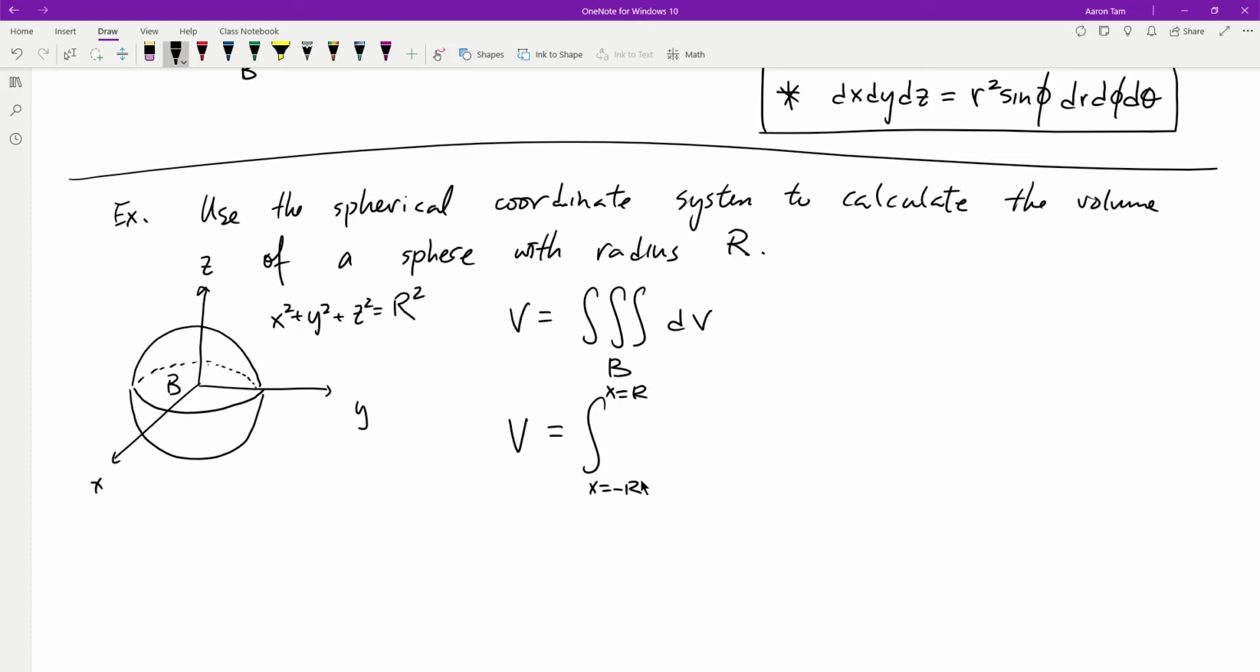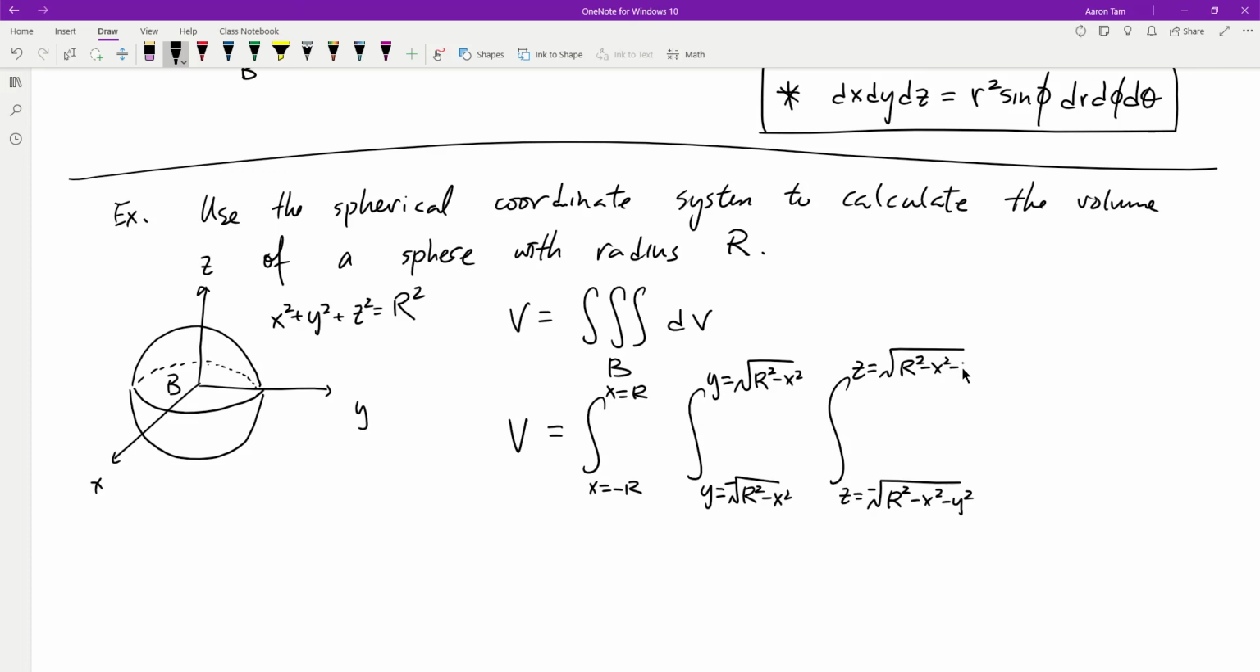The integral with x from negative r to r, the integral with y from negative radical r squared minus x squared to radical r squared minus x squared, and the integral with z from negative radical r squared minus x squared minus y squared to radical r squared minus x squared minus y squared, dz dy dx. So that would be an xyz coordinate integral that allows you to evaluate the volume of this sphere.